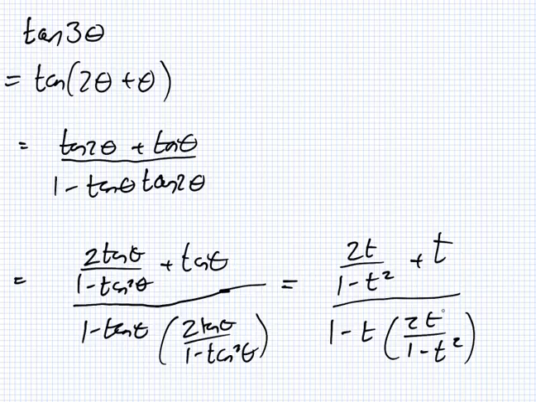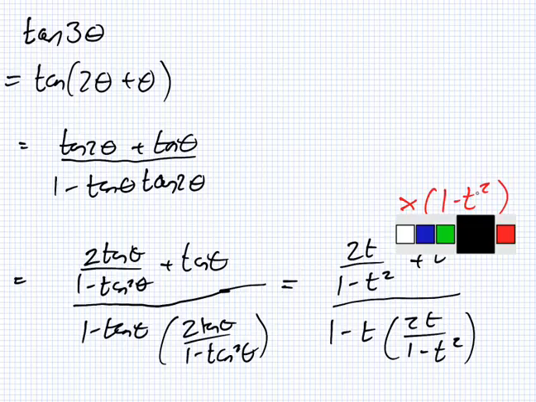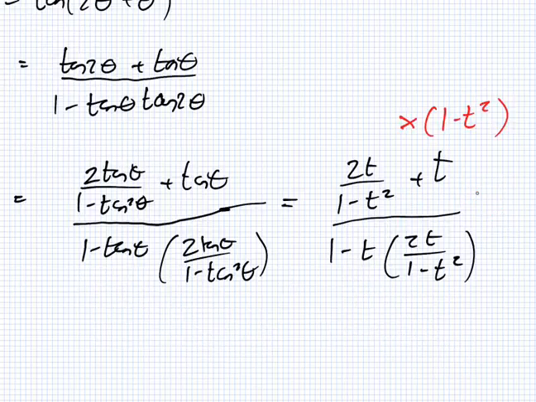Yeah, I could do that. I mean, there's a few things I could do. I think what I'll do is this is over 1 and this is over 1. I want to combine them, or actually maybe your idea, maybe we'll go with that. I'll multiply everything by 1 minus t squared. I think this is a good idea.